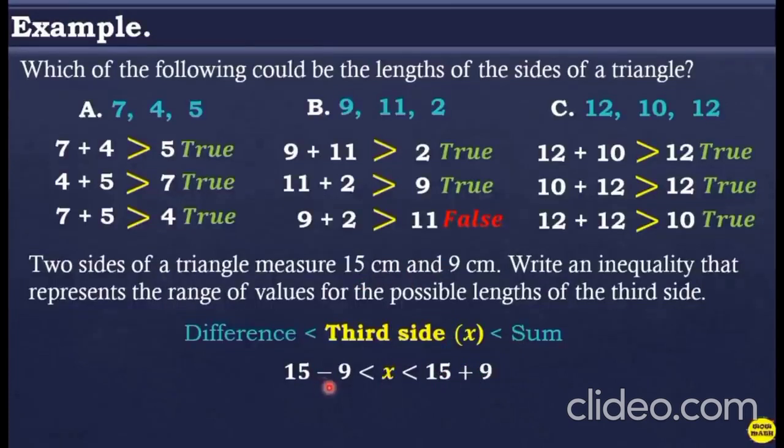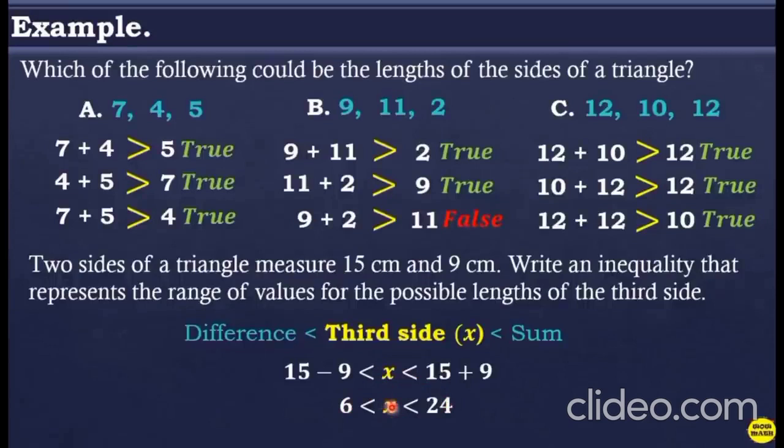So 15 minus 9, we have 6. This is x. 15 plus 9, that is 24. So anong ibig sabihin nitong inequality natin? Ibig sabihin, your x or the length of the third side is less than 24 but greater than 6. Okay? So, the value of the third side or the length of your third side must be less than 24 but greater than 6.